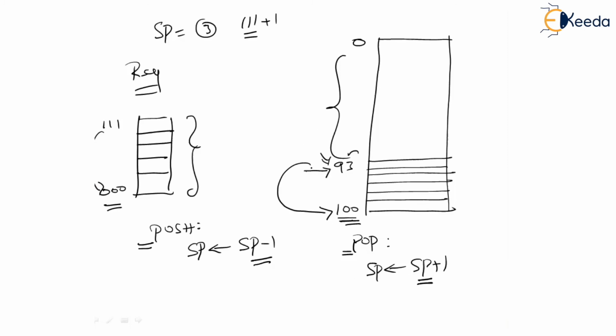Okay, now another question is, the moment you reach 93, you cannot go to 94. One more subtraction, one more decrementing the stack pointer value will take you to 92. It is not 94, 92. 92 is out of the boundary, right? So 92 cannot be accessed.